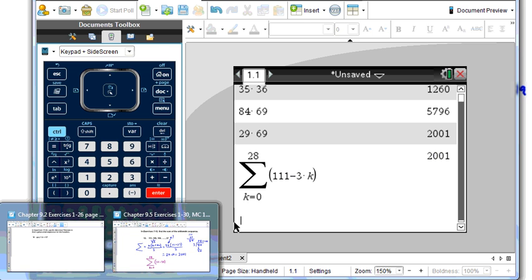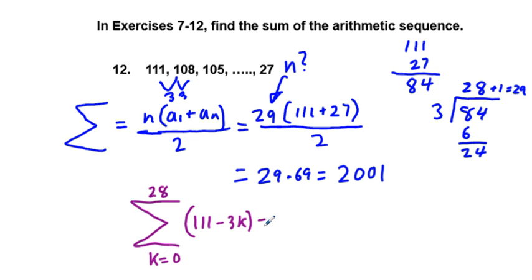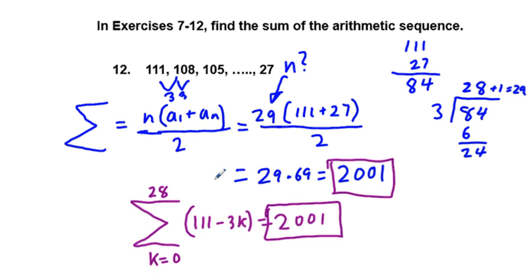So we get 2001 by this method with the calculator, and by the formula method, so they check. We know we're correct. Okay, that's this follow-up video.